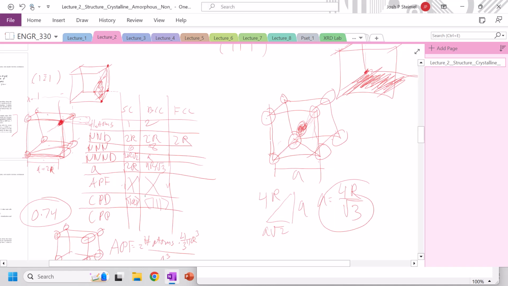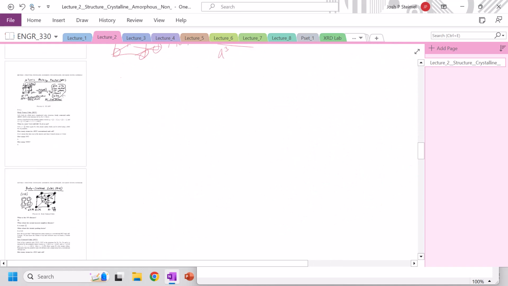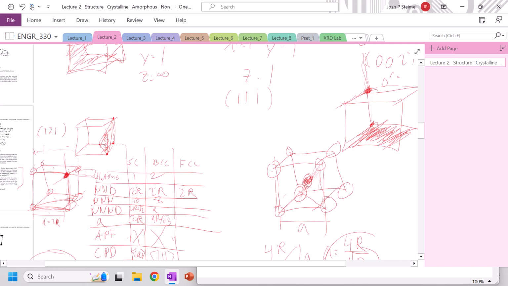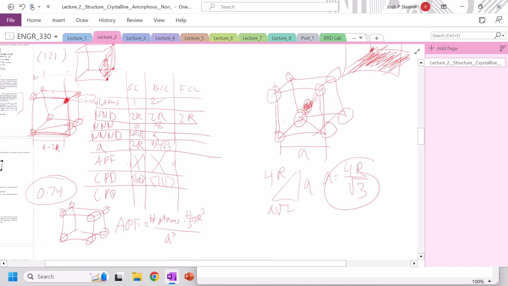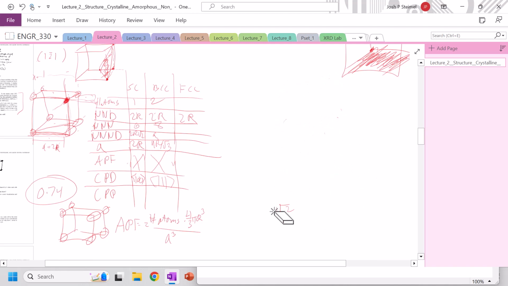All right, so we still haven't found our Goldilocks, so now it's time to move on to our FCC structure. So FCC is face-centered cubic. Let's go ahead and erase all this good stuff. FCC has atoms on the face, as the name implies. So you have here, here, here, here, here, and then on each of the 6 faces.